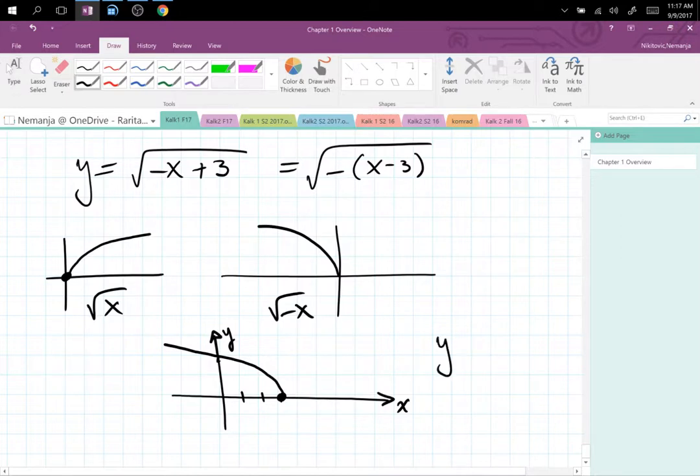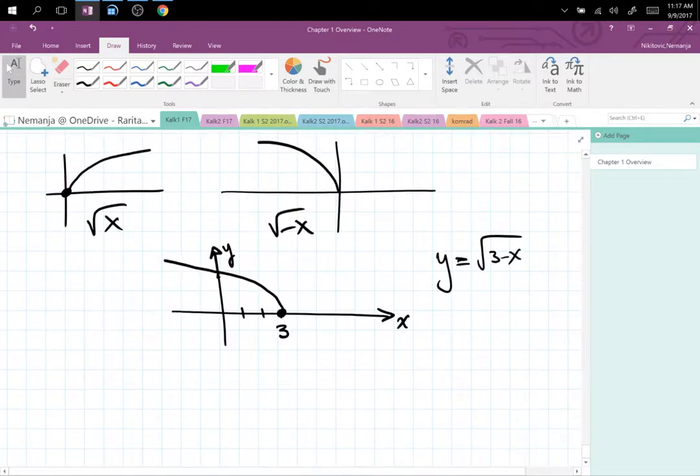All right, so what was the original? Square root of 3 minus x. So, is this graph good? Well, let's check. What's f of 3? f of 3 is 3 minus 3, which is 0. Square root of 0 is 0. And we do have a dot at 0. Awesome, right? So I have a point: 3 was the input, 0 was the output, and I have the point (3, 0), which is this point here. Great.